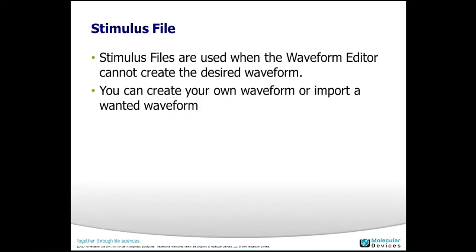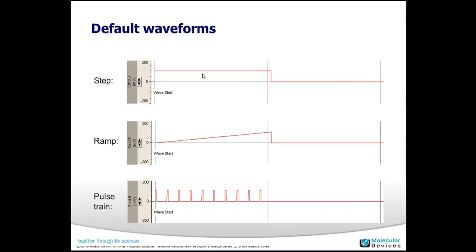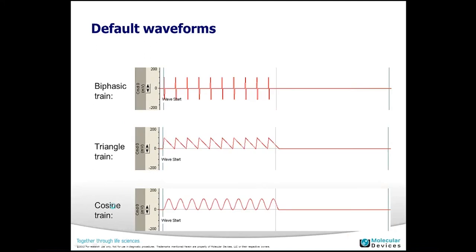Now, Stimfit, this is also a very useful feature. You can use this to create your own waveform or import a wanted waveform. If you are familiar with pCLAMP and how to create a waveform, in pCLAMP under the waveform we already have some default waveforms that you can use. For example, we have step, where you can give a step voltage. We have the ramp, where you can give a ramp voltage, and you can give a pulse train. And also, you can give a biphasic train, triangle train, or cosine train.